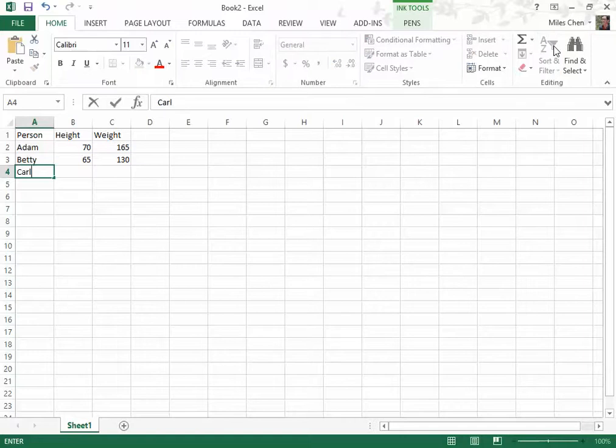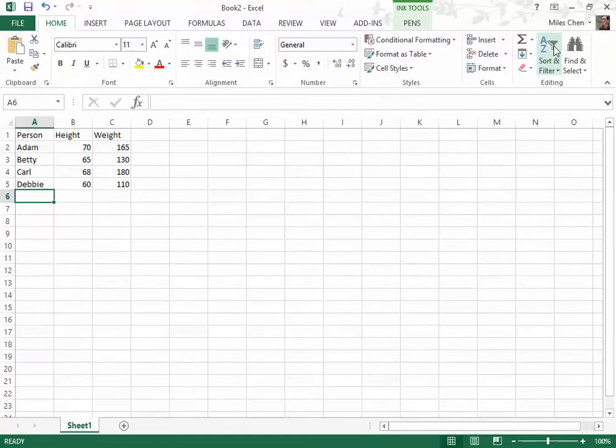I'm going with my ABC theme here. Carl, let's say, is 5'8", so he's 68 inches tall, and let's say he weighs, let's put him at 180. And Debbie, she is 60 inches tall and weighs 110. I don't know, I'm just making up numbers here, okay?